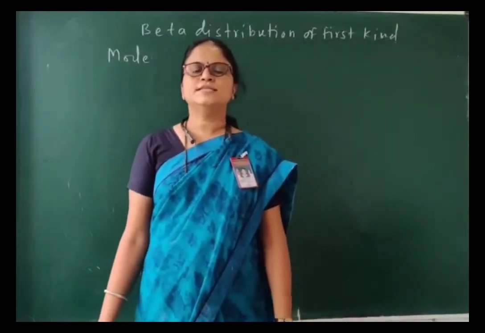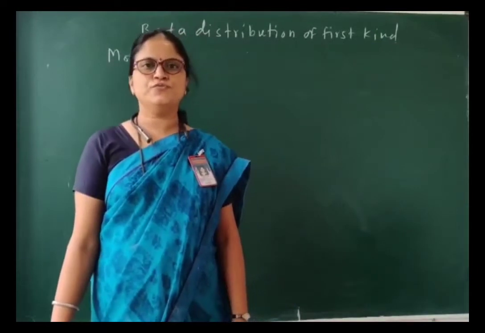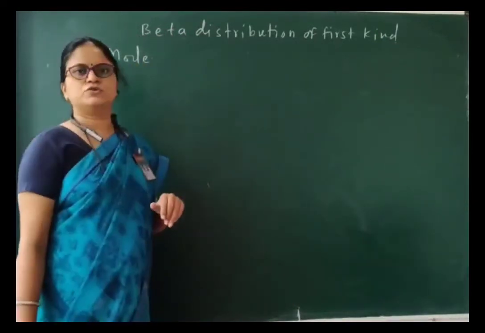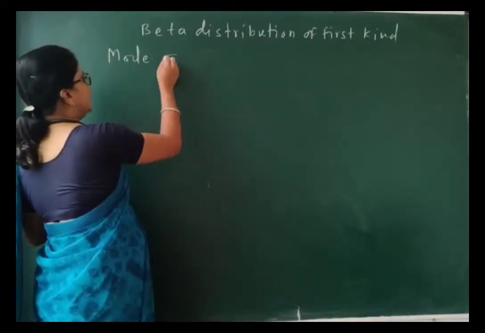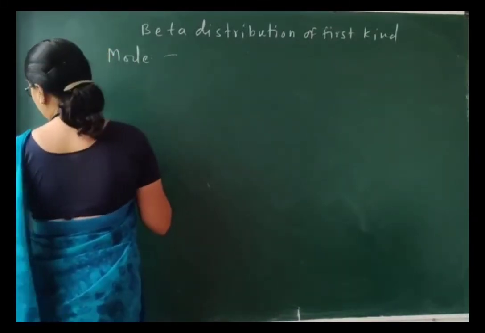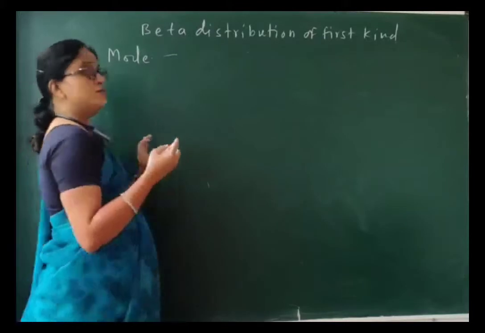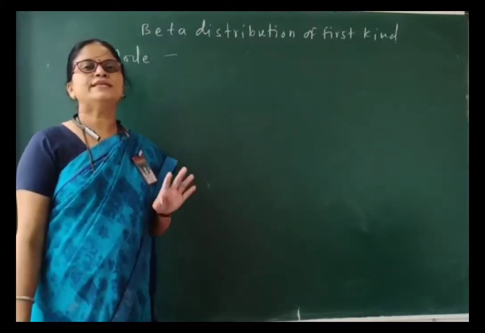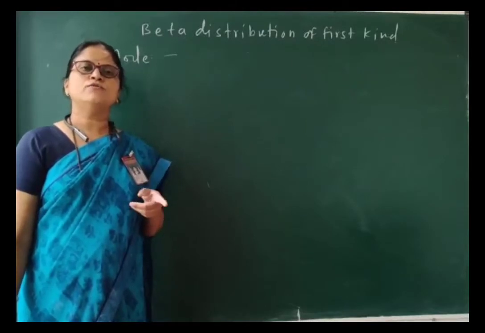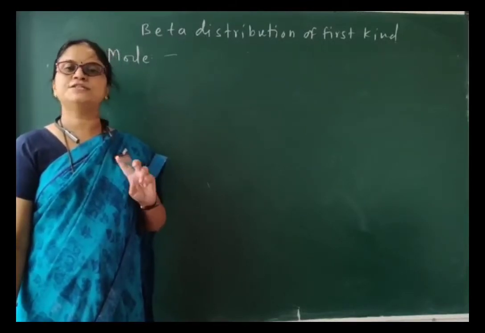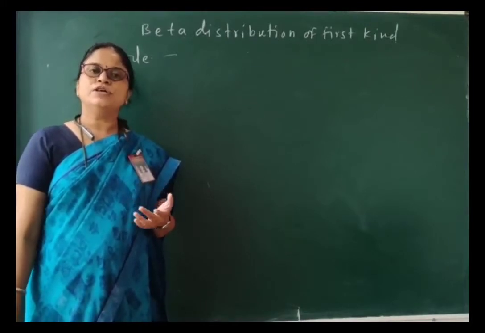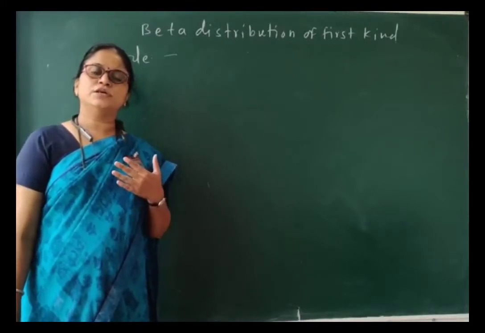Good morning all. In the series of lectures on beta distribution of the first kind, today we will see what the mode of beta distribution of the first kind is. To find the mode of any distribution, we know that mode is nothing but the highest frequency, or the value of x where the PDF is maximum.